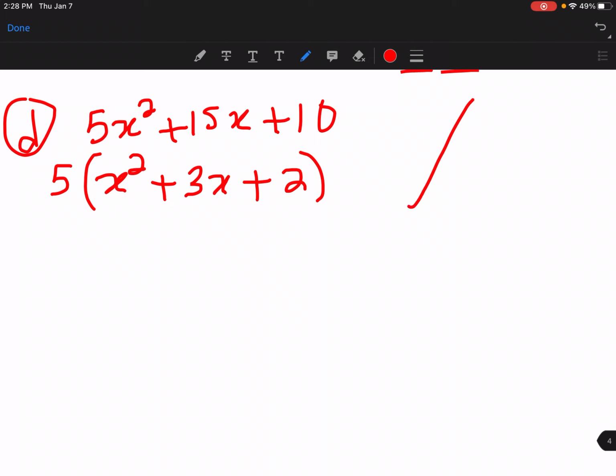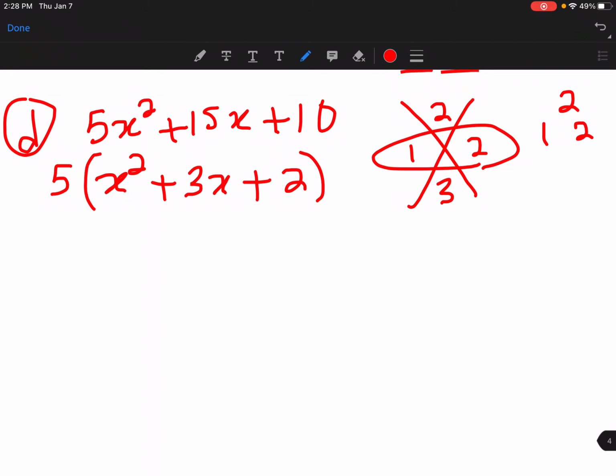So I'm going to write my x factor here. My c is 2, my b is 3. Therefore here I'm going to look for some factors of 2. 1 times 2 is 2, or 2 times 1, that's the only one, so I can see that 1 and 2 are my numbers, and 1 plus 2 does give me a 3. So here is my 5. My factors are x plus 1 and x plus 2.